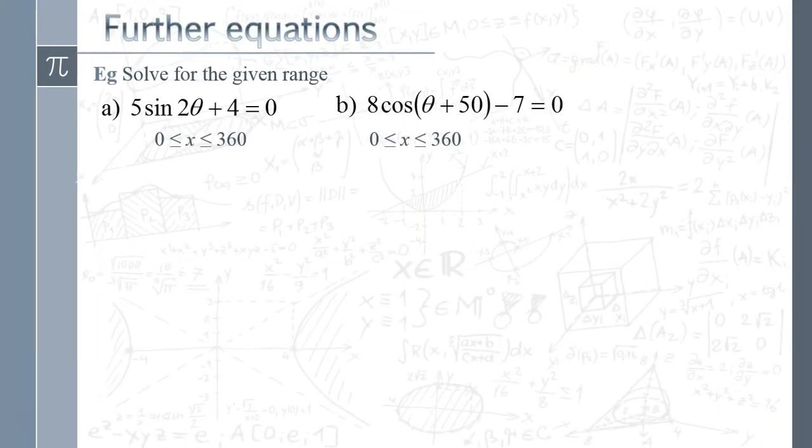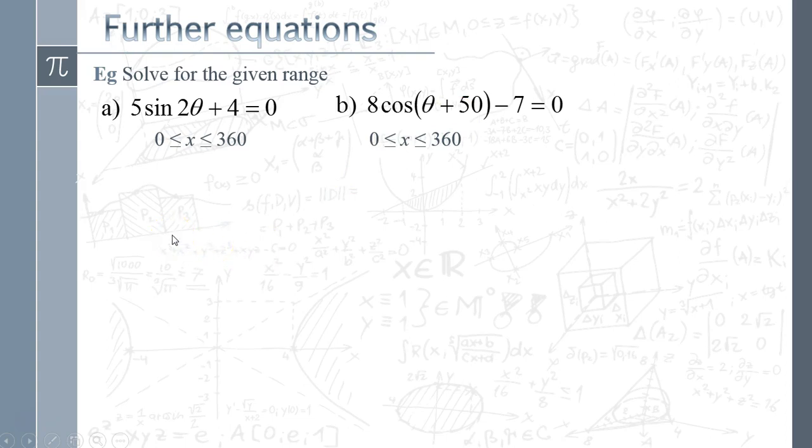On we go. So again, another couple of reasonably straightforward equations, but this time we've got extra issues to deal with, in that here we've got sine 2 theta, and here we've got cos of theta plus 50. So those are the things we're going to be looking at. How do we deal with this kind of stuff?